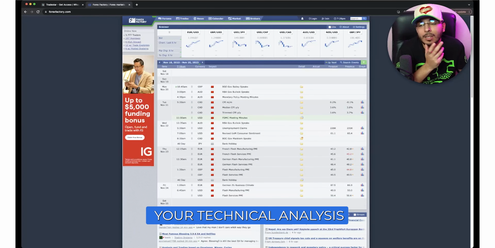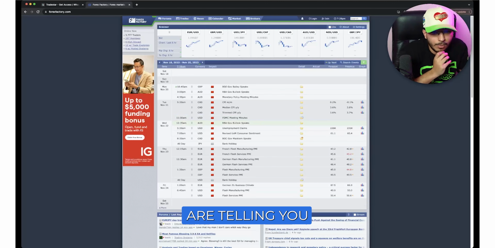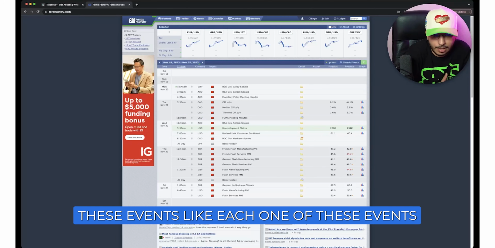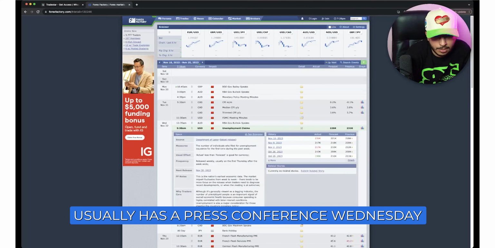Another way is lining up your technical analysis with what the fundamentals are telling you. Another way is actually taking the time to learn and understand these events. Like each one of these events usually has a press conference.